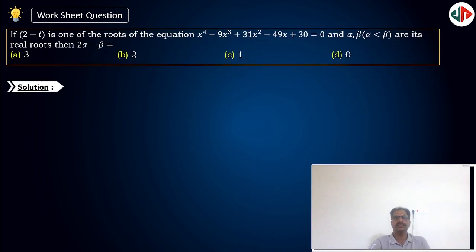X = 2 minus i is one of the roots of the given equation. And if you look at the coefficients of the given equation, all are real numbers. Since coefficients are real, if one root is 2 minus i, the other root will be 2 plus i. And the other roots are given as alpha, beta, then what is 2 alpha minus beta?